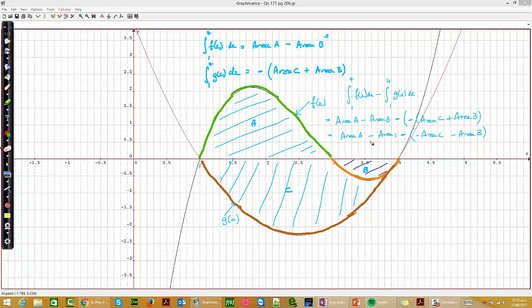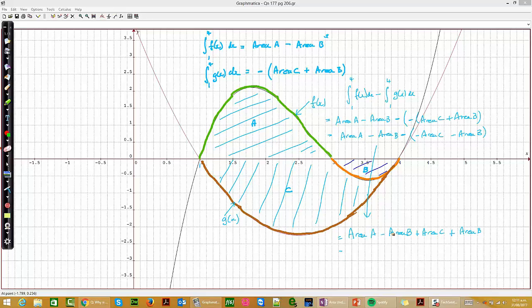And then let's tidy this up, and I'm just going to go down here where I've got a bit more room. So this will equal area A minus, that should have been a B, minus area B. Now if we expand the negative into here, so plus area C, the negative of a negative being positive, and that'll be plus area B.